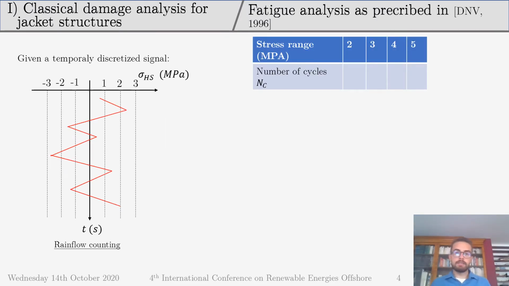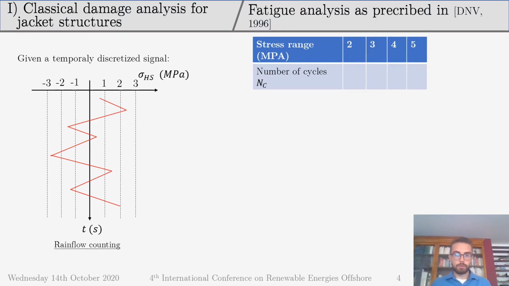So fatigue analysis for jacket structure is prescribed in the DNV. So first you need to obtain a time series of stress at your hotspot using your FEM model. Then, using rainflow counting, you can identify within the signal stress cycles. To do so, you drop a droplet of water at each trough and peak of your signal.